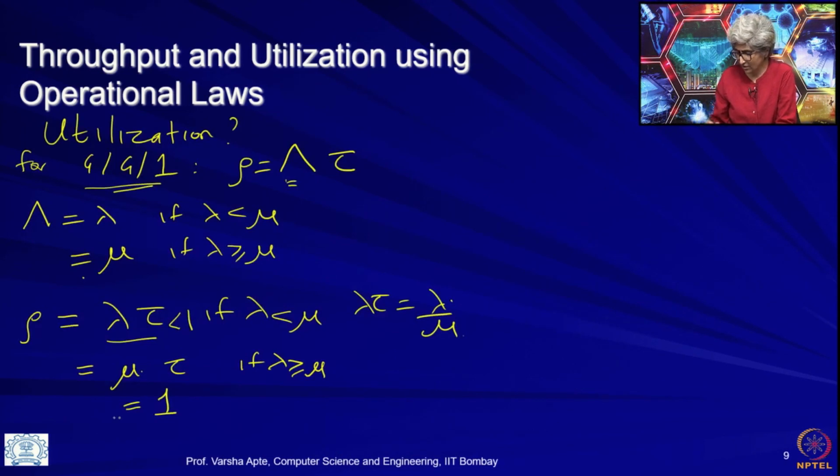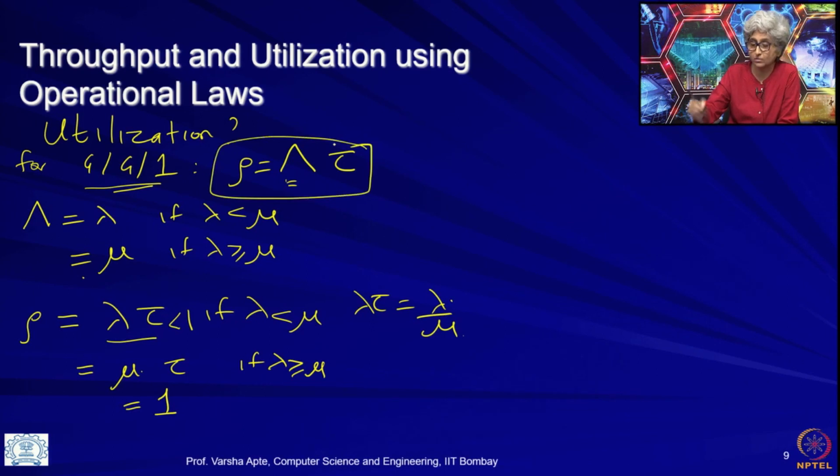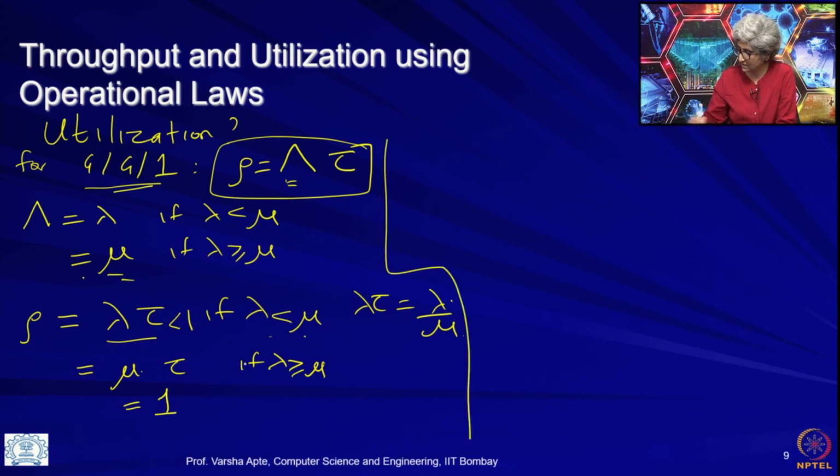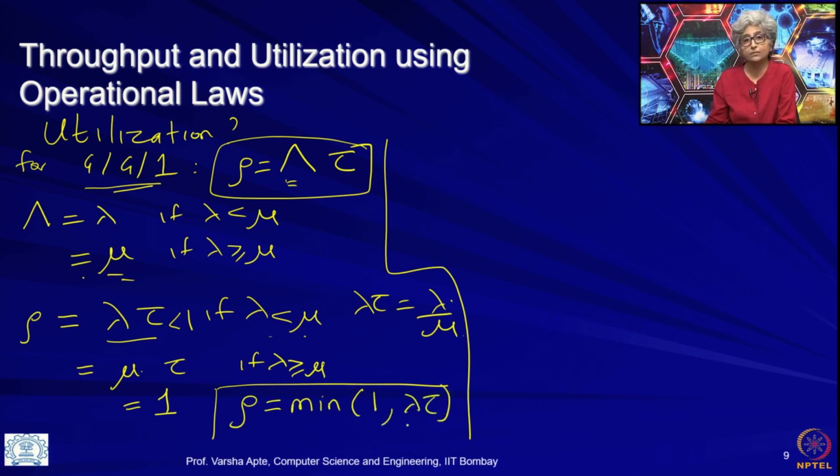So, that is what these formulas are saying, that it is lambda tau. The only thing that we changed from the utilization law that we talked about earlier was that this capital lambda can be replaced by small lambda if lambda is less than mu, and it will be replaced by mu if lambda is greater than or equal to mu. Now again, following the same style as the throughput, a simple way of writing this is that rho is equal to the minimum of 1 and lambda tau, right.